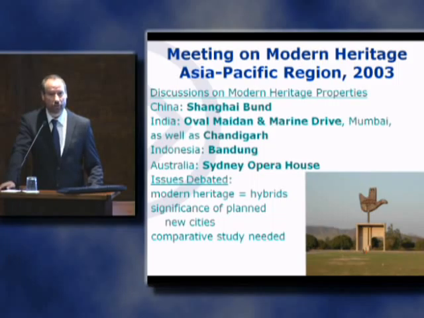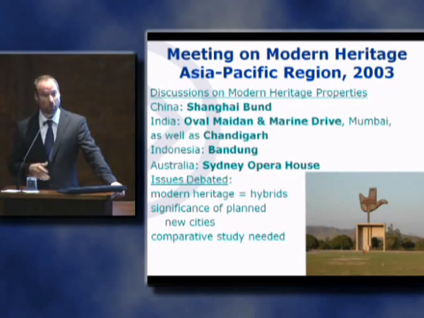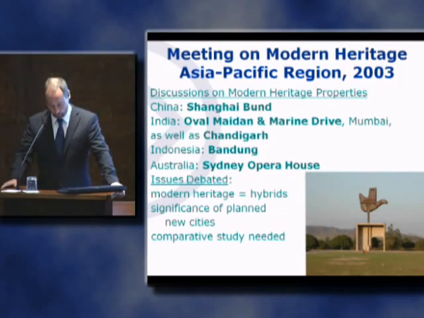The discussions in this region of the world focused on the fact that modern heritage primarily entails hybrids, meaning that the arrival of modern architecture in Asia, in particular, was part of a much longer process and tradition of cultural exchanges going on often for centuries and was almost immediately infused with local traditions of design and construction. I think it's a very important element how to valorize and establish the meaning and significance of properties of modern heritage in the Asian context. They cannot be judged according to European standards, and they cannot be judged according to Latin American standards. They require their own evaluation and assessment criteria.